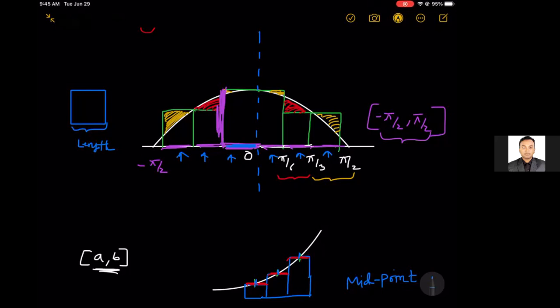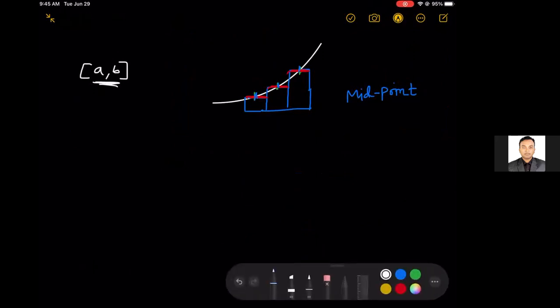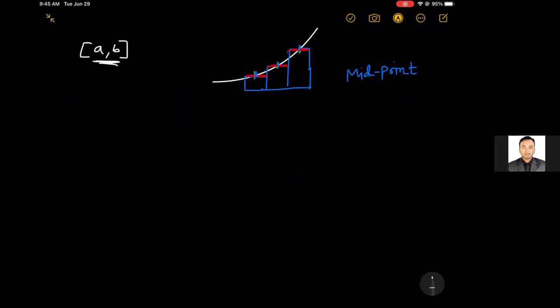Okay, if you agree that this should be the length for the rectangles we have, then let me show you how to find the length. So the length of the interval will be the difference over the number of intervals. So this will be the length of each of those subintervals.